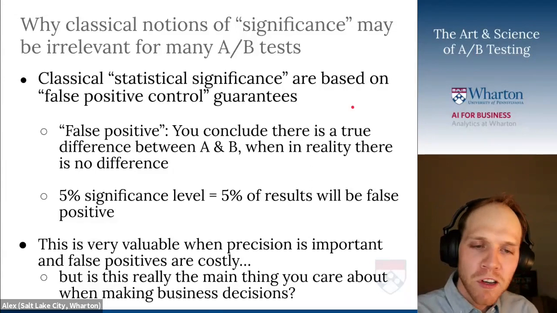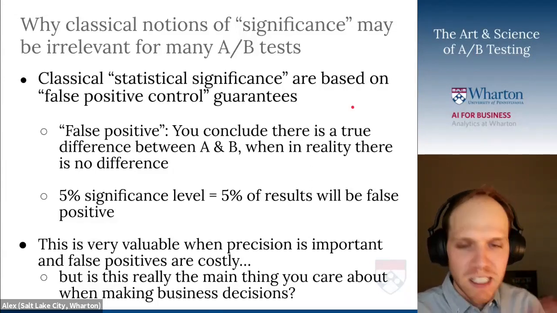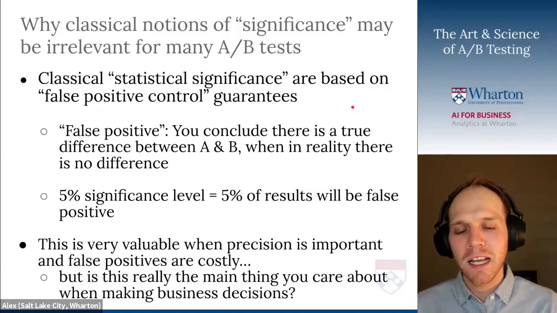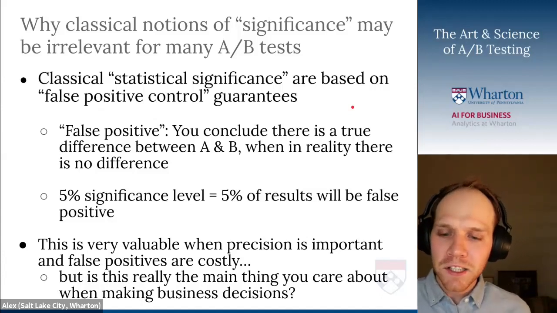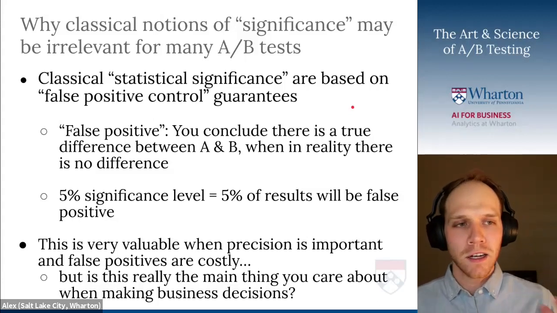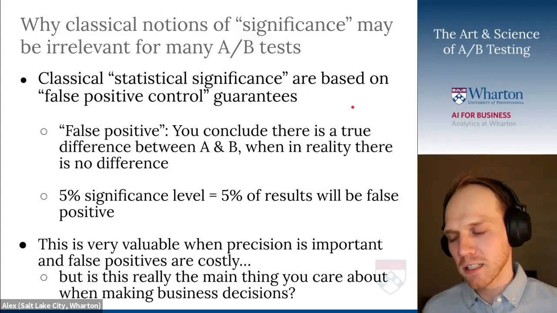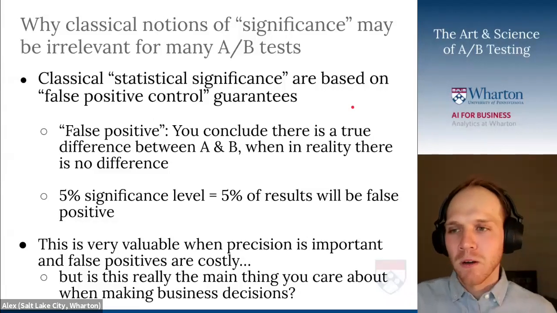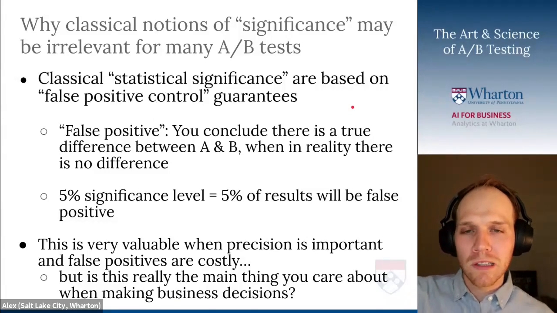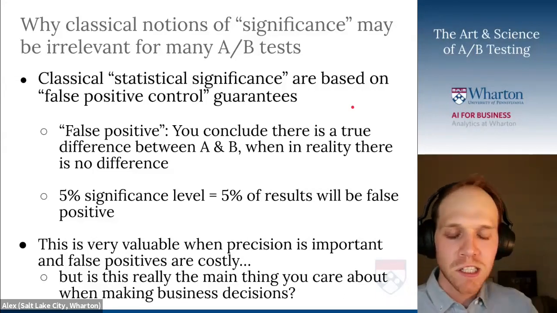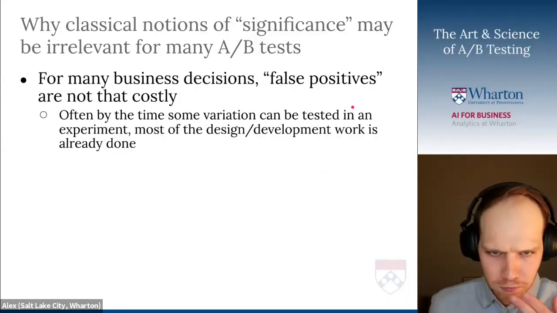And so it's very important to be very precise when you're making scientific measurements about some scientific theory. But the fact of the matter is that I contend this isn't really the main thing most people care about when they're making decisions for businesses. And so it can be dangerous to just adopt this historical legacy statistical framework when it comes to business decisions in the online environment, right?